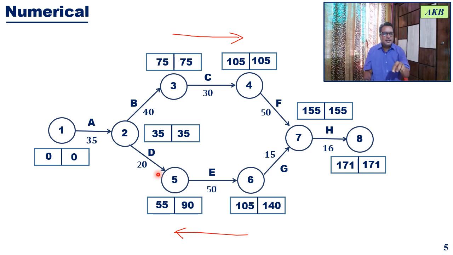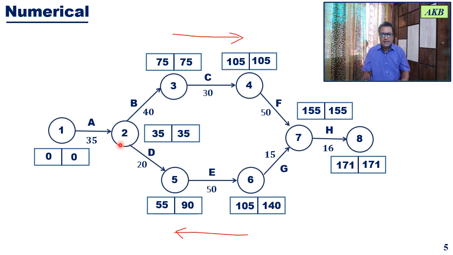And as I said, for this particular case, during backward calculation, you'll be choosing the minimum value. So minimum value out of 35 and 70 is 35, and we are going to choose that value. So it will be 35. Okay, so for event 2, the latest event time is 35.